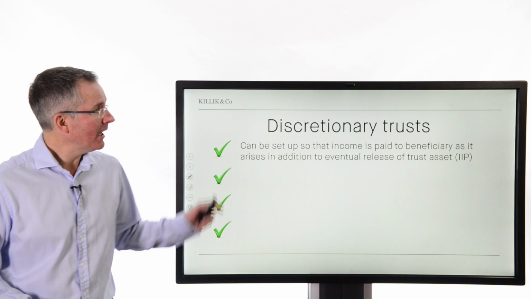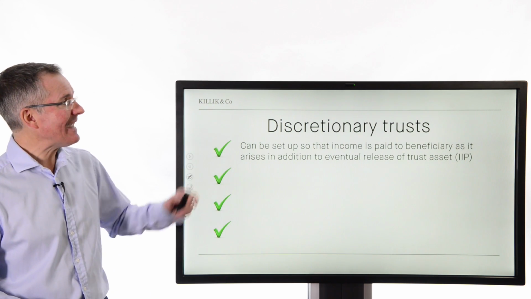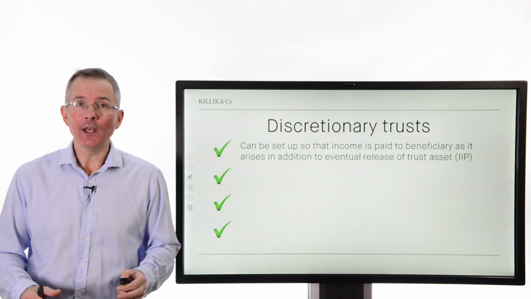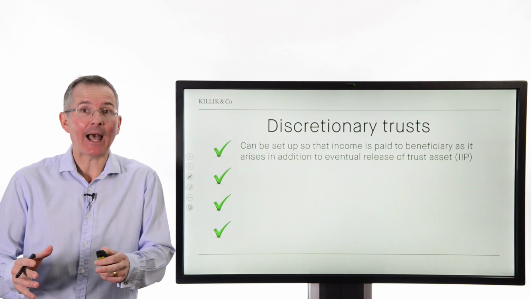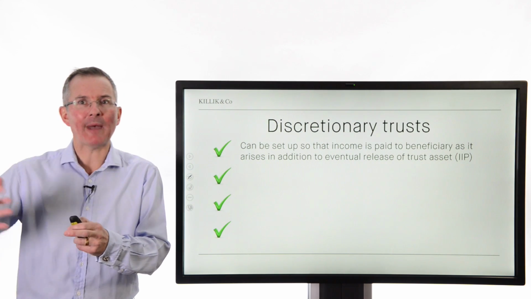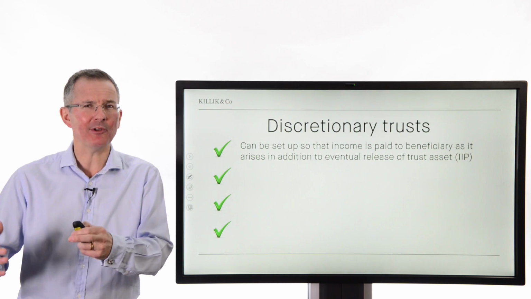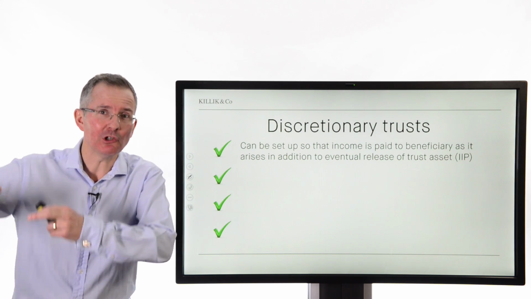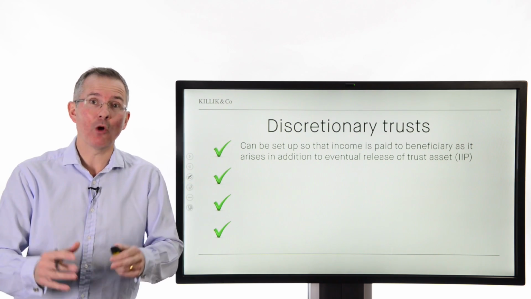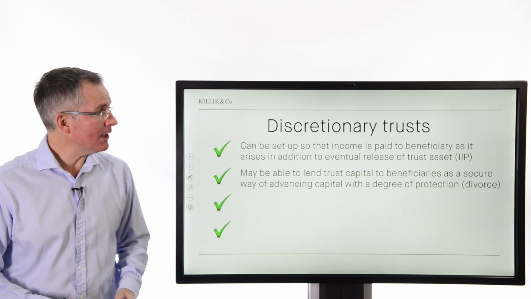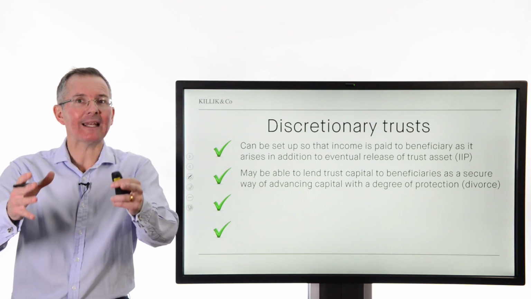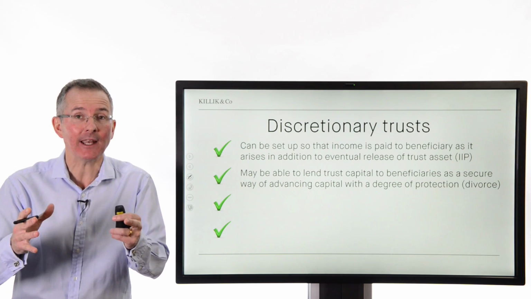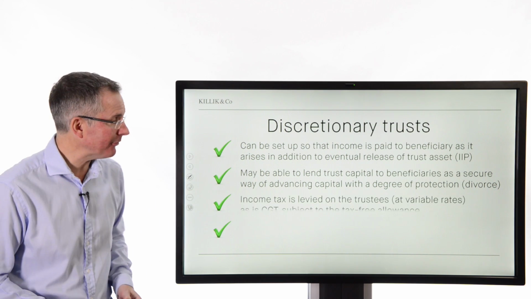Now, key features. It can be set up so that income is paid to the beneficiary as it arises. So you can have this thing called an interest in possession trust, and that can even allow potentially for, say, your spouse to receive the income from an asset, a property, for example, and then somebody else, maybe children, to ultimately take control of the property. Secondly, you may be able to lend the trust capital. That can be quite a useful way to draw capital out of the trust and potentially ring fence it in the event of, say, divorce or bankruptcy.